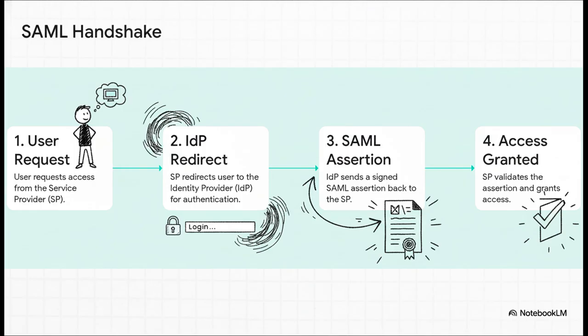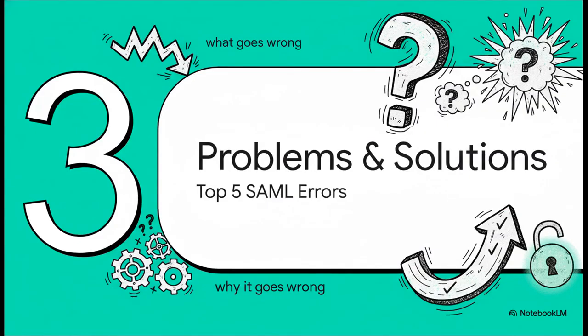Step 2, the SP doesn't know you, so it bounces you over to your organization's login page. That's the identity provider, or IDP. Step 3, you log in there, and the IDP creates this secure, digitally signed package of information about you, that's the SAML assertion, and sends it back to the app. And finally, step 4, the SP checks that package, sees it's legit, and boom, you're in. Okay, so that's how it's supposed to work. But as we all know, it doesn't always go that smoothly.